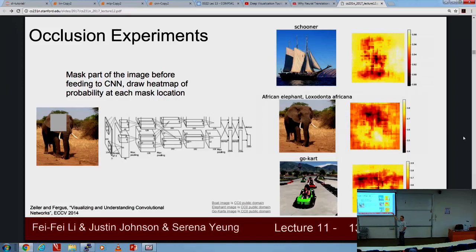Here's an interesting example, the go-kart. It's sensitive to this go-kart, but it's also sensitive to this thing in the background, which is interesting because the background doesn't necessarily contain any go-karts, but presumably many of the go-kart images actually had some background that was full of trees and such. Okay?